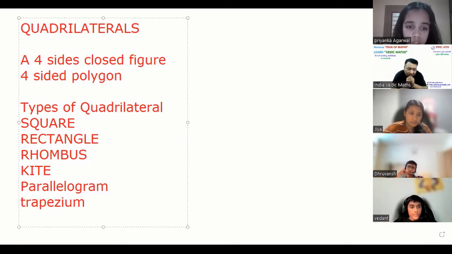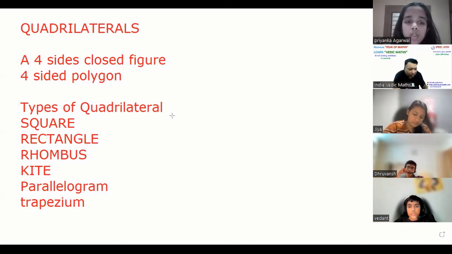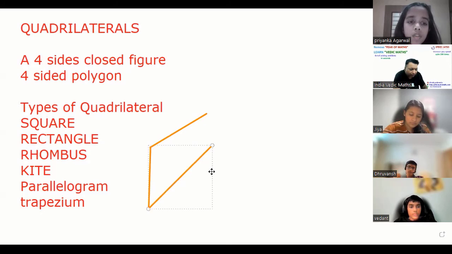These are the major types of quadrilateral. Correct, Raja? And everyone? Tell me which type of polygon or quadrilateral this is. Mishita? Dhruvan? Sir, is it trapezium?